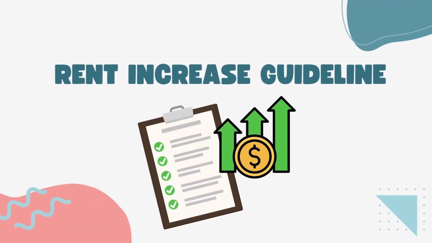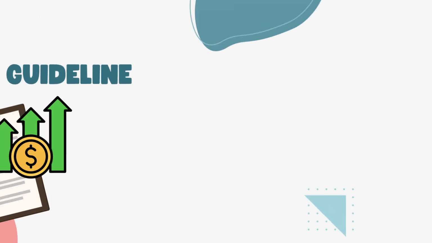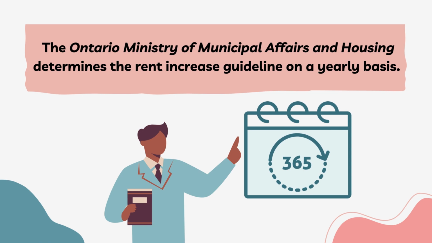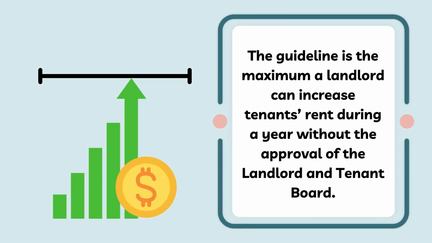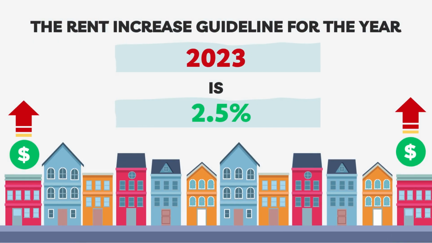Rent Increase Guideline. The Ontario Ministry of Municipal Affairs and Housing determines the rent increase guideline on a yearly basis. The guideline is the maximum a landlord can increase tenants' rent during a year without the approval of the Landlord and Tenant Board. The rent increase guideline for the year 2023 is 2.5%.